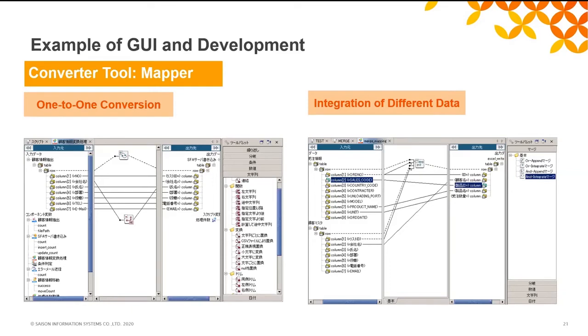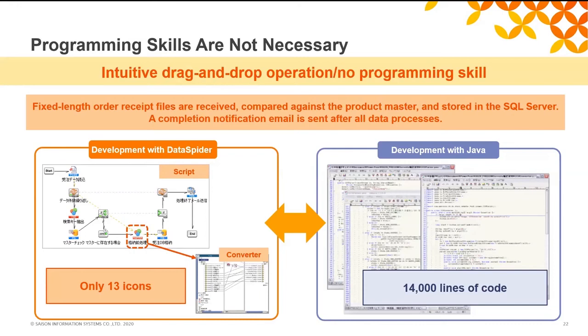Same as this conversion, you can easily create a multiple data integration process. For example, you can merge the data between different resources such as Excel and database. The advantage of being able to create the process by GUI is that you don't require any programming skill for developing an integration process. Both of the two screens here show the process of receiving auto files with fixed length, comparing against the product master, storing them in the SQL server if it is in the master, and sending an email when all processes are complete.